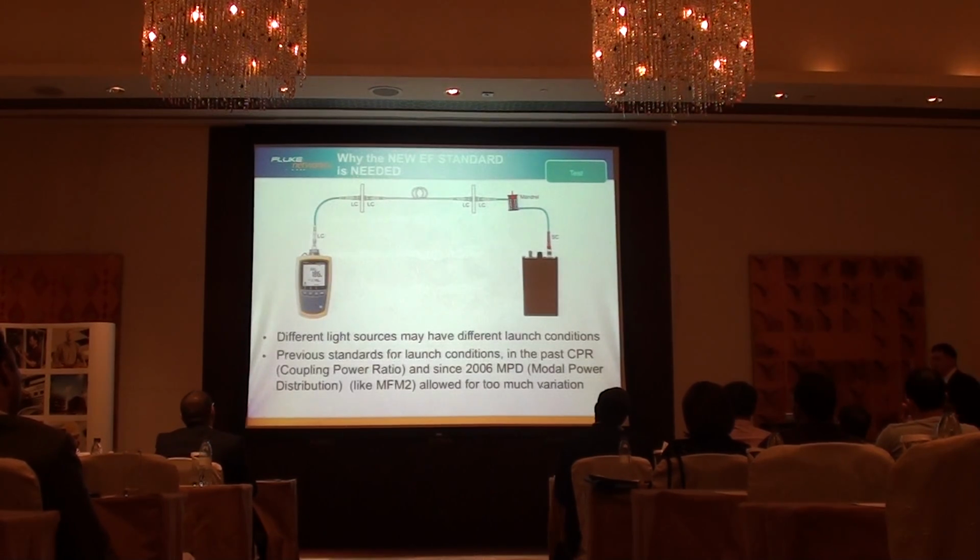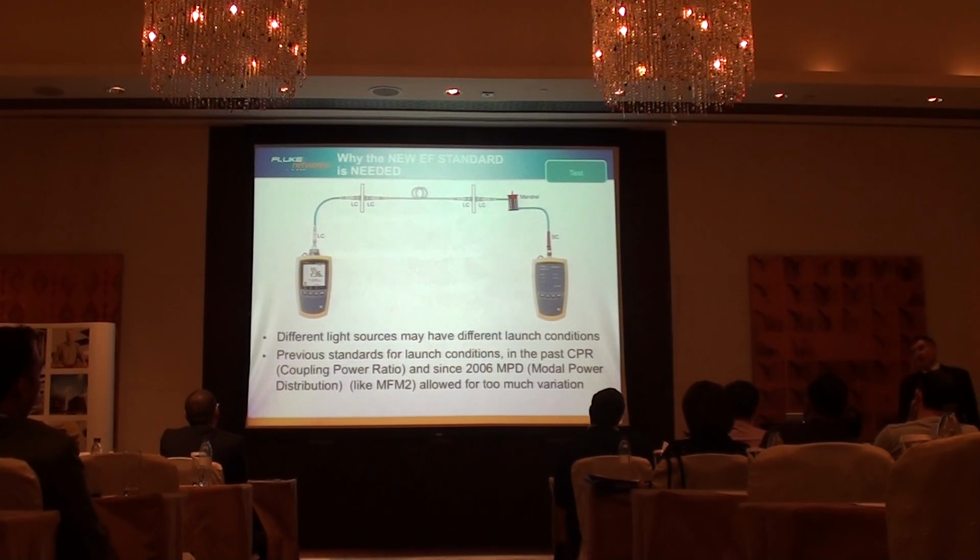Now, the problem started with this story. You have light source A, and you have your meter. You test and you get, let's say, 1.86 dB loss, as you can clearly see here. Then you bring the second tester in, with a different light source, and you get a different result. So which one is right? Is the other one right or is this one right?